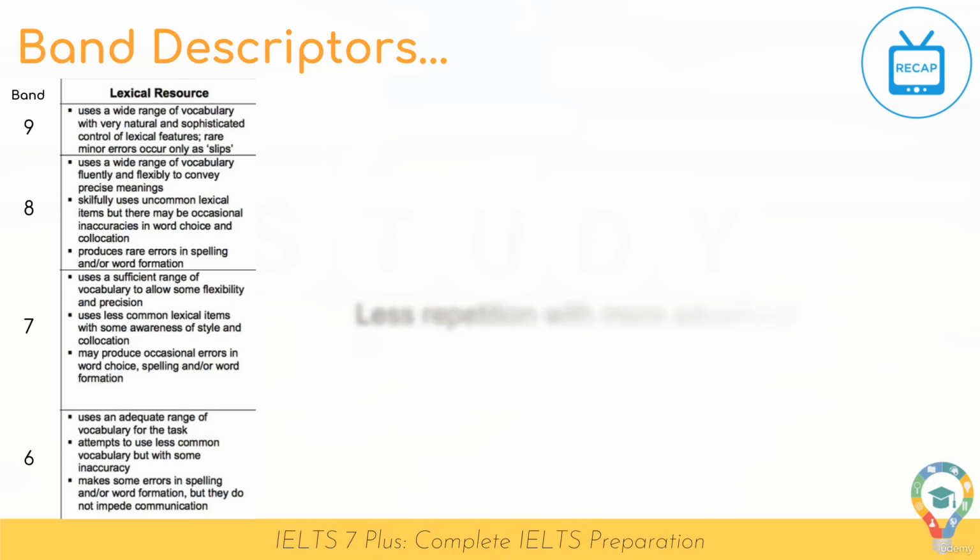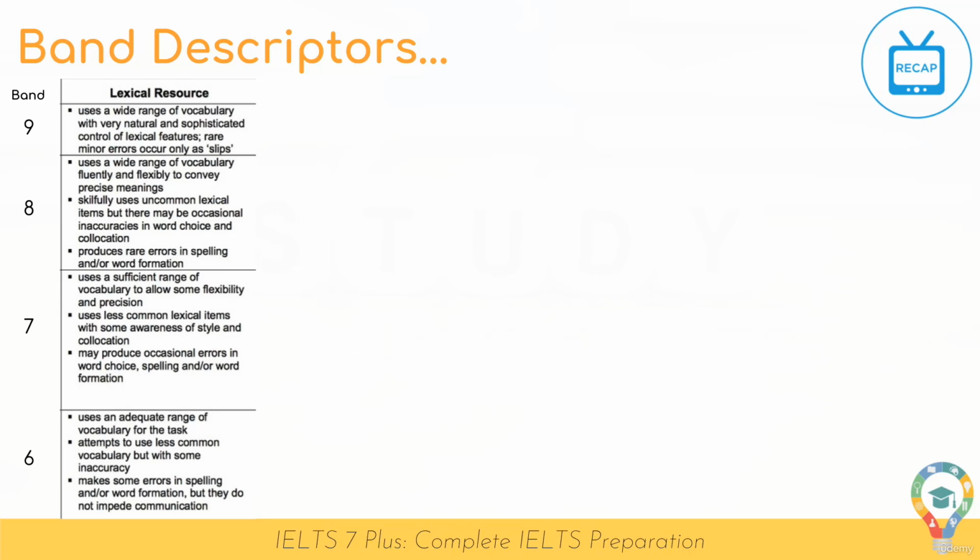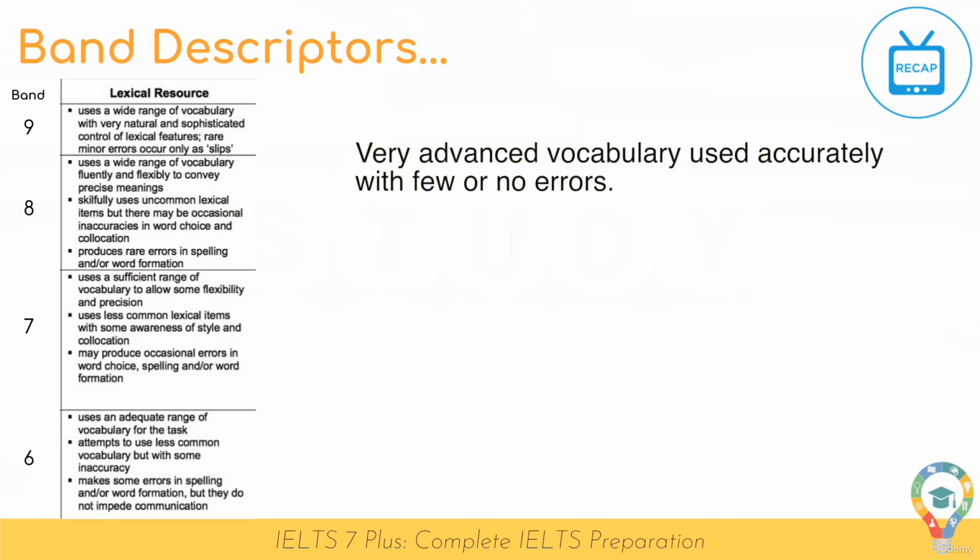To achieve a band 7 in lexical resource, you must use a range of advanced vocabulary with little repetition and fewer mistakes. For a top band 8 or band 9 score, you must use sophisticated language with very little repetition, and there also needs to be few or actually 0 mistakes in your writing and vocabulary.